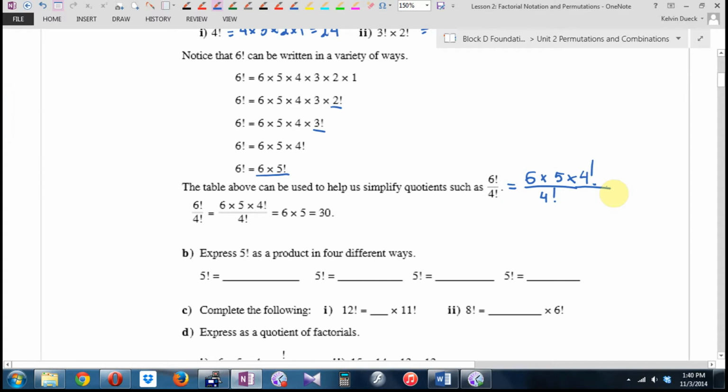Why did I stop there? What do I have on the bottom of my fraction? Why did I stop with a 4 factorial on the top of my fraction? Because it turns out, in fact, do you know what 6 factorial divided by 4 factorial is? You can now do it in your head. 30. Right? I know it says 30, but I'm still walking you through it.